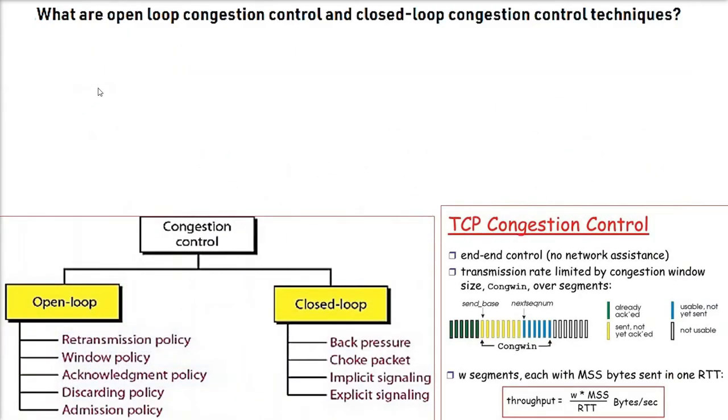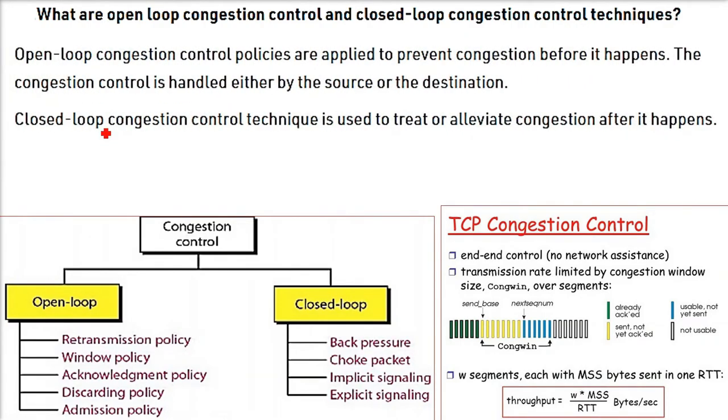What are open loop congestion control and closed loop congestion control techniques? See, the fire, if it happens, you have to extinguish it. You can do one more thing. You can do something so that fire cannot happen. So open loop congestion control policies are applied to prevent congestion before it happens. The congestion control can be done either by source or the destination. This is the first, open loop congestion.